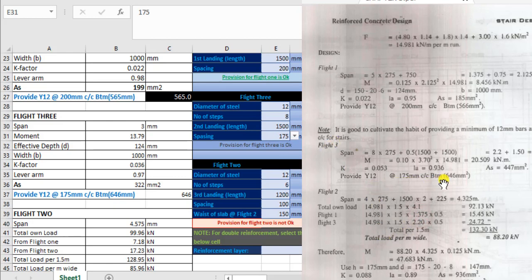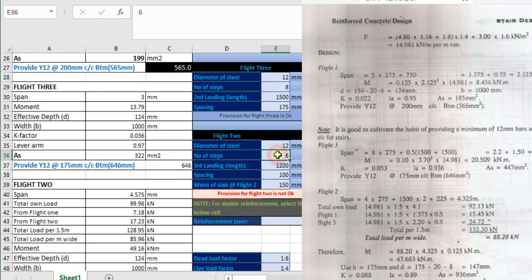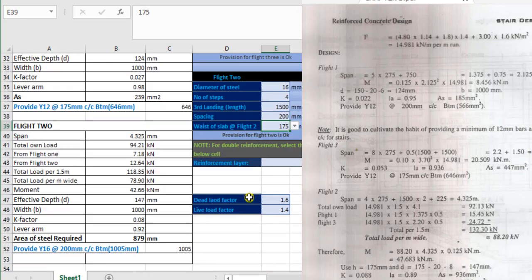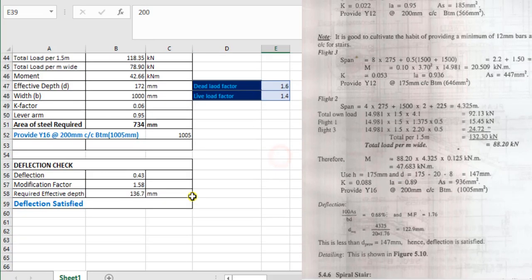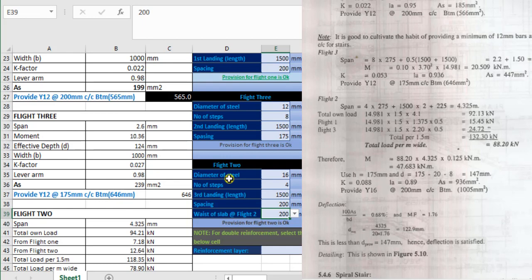Flight 3, 175, 646. It's still okay, provision is okay. The next flight is flight 4, with 4 steps. This is 1,500, and we are using Y16. Number of steps 4. Let's use spacing 200, and for the waist, let's use 175. Deflection is not okay, but this one is okay. Provided is at 200, 1005. But for the sake of deflection, we're going to increase the waist to 200 because of the load.